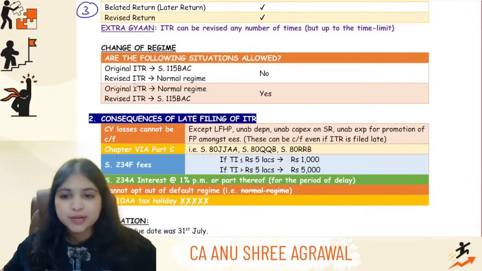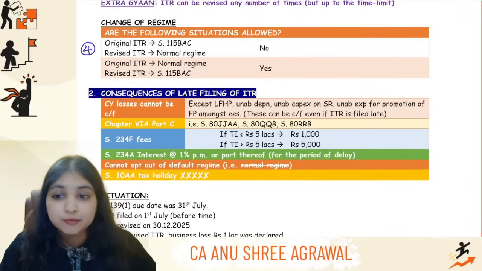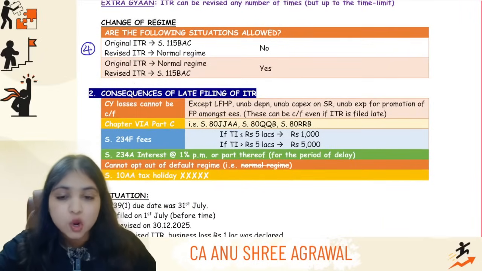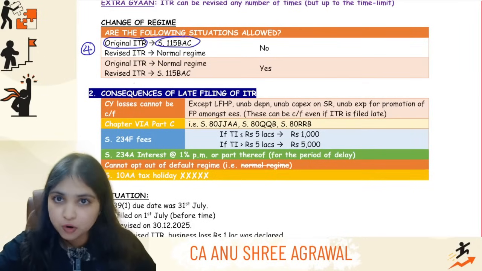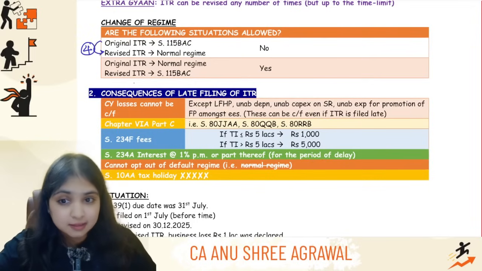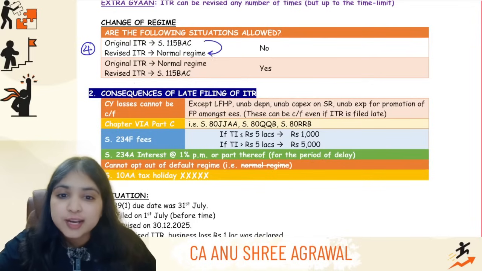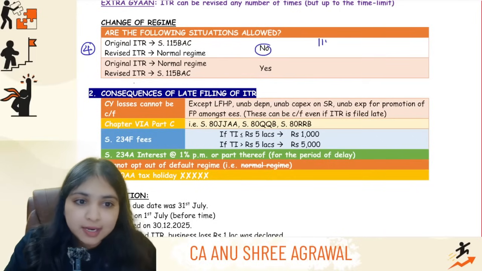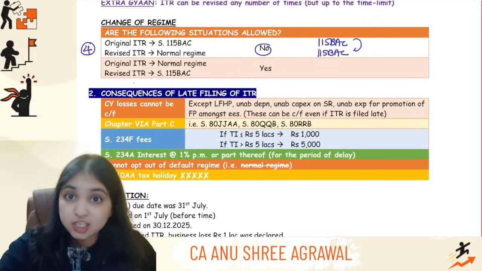Alright guys, so 3 points we've discussed. Now come to point number 4, a very interesting point. See, listen, if my original ITR was under the default regime, okay, original ITR is as per the default regime, now if I'm revising this ITR, can I change the regime into the normal regime? No, it is not allowed. If my original ITR is as per the default regime, my revised ITR also should be as per the default regime only. I can't change the regime.